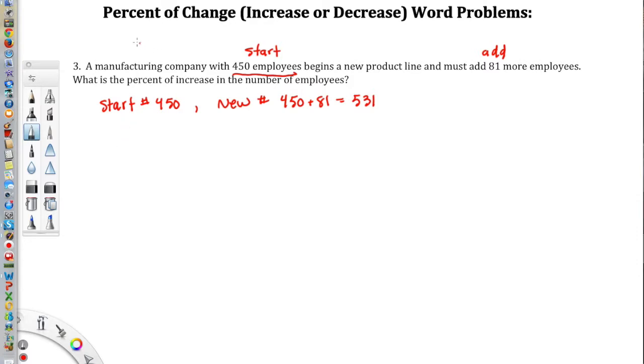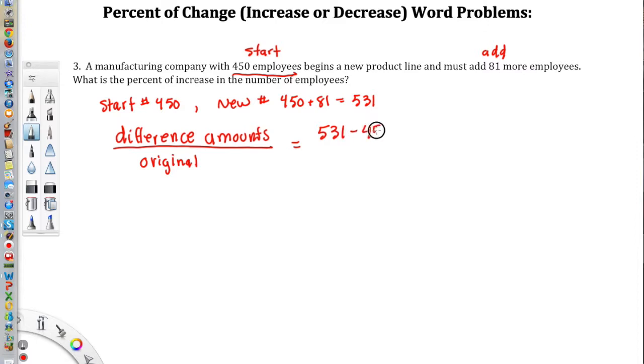Once again, to find percent of change, we need to start out by finding the difference in our amounts, our starting amount and ending amount. So we take the difference in amounts, that's our change, and we are going to divide that by our original, or in this case, our starting amount. The difference in amounts, we need to take our high number and subtract our low number. And some of you might be saying, I already know what this is. They told us what it is, and that's true. We know that 531 minus 450 is going to be the 81 new employees. And we will divide that by the original amount.